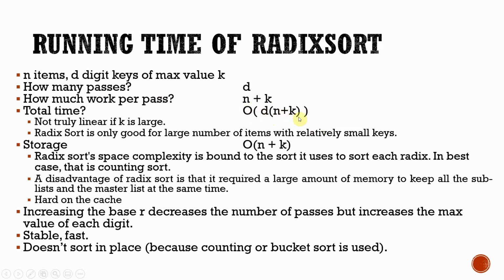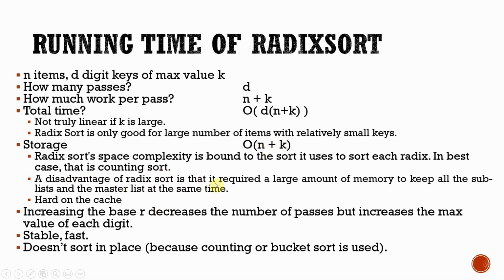Now if d and k are small compared to n, this is going to be almost linear, so not truly linear if k is large. Radix sort is only good for a large number of items with relatively small keys, meaning the range is very small. The space complexity of Radix sort is bound to the sort that it uses to sort each digit. In the base case, that is counting sort, so it's order of n plus k.